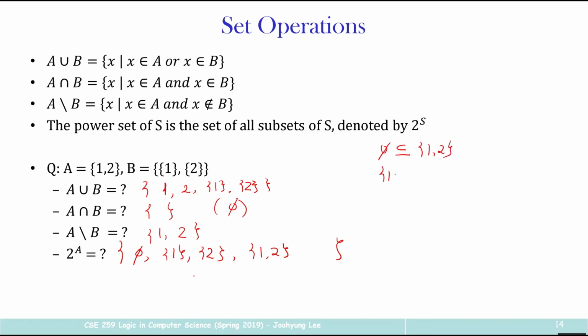1 is a subset of {1, 2}. 2 is a subset of {1, 2}. 3, there's no 3. {1, 2} is a subset of {1, 2}. All right. So now what about 2 to the power of B, or the power set of B?